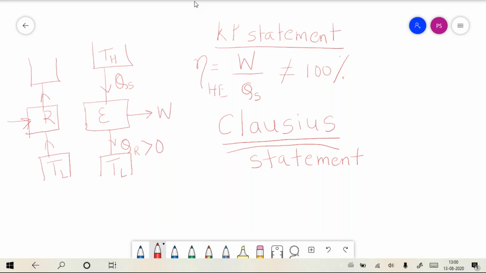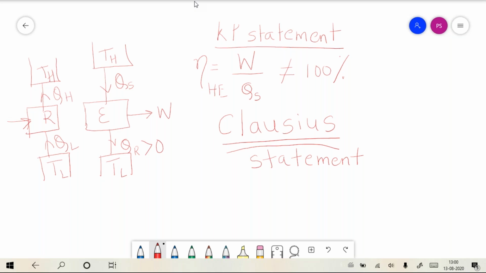I am drawing again a sink and a source. The sink is at a certain lower temperature TL, so we can consider this as the lower temperature reservoir TL, and this is the higher temperature reservoir TH. What the refrigerator is doing is transferring heat from the lower temperature reservoir to the higher temperature reservoir.